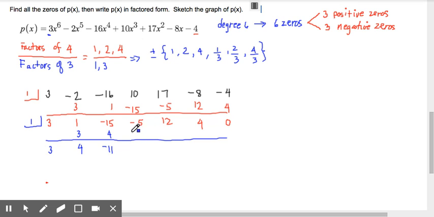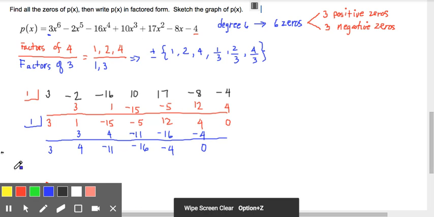Negative 11 times 1 is negative 11. Negative 5 minus 11 is negative 16. Negative 16 times 1 is negative 16. 12 minus 16 is negative 4. Negative 4 times 1 is negative 4. Oops, we found another 0. So it turns out that 1 is a double 0.